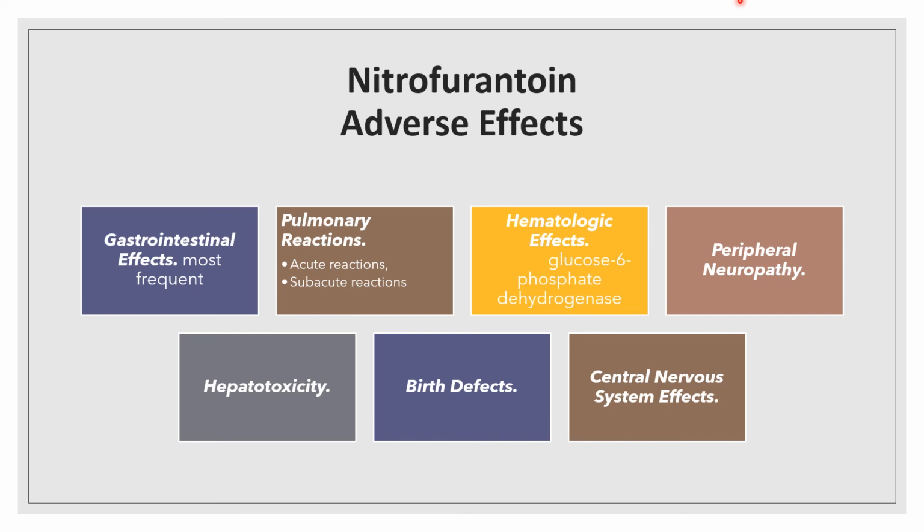Because of the possibility of hemolytic anemia, the drug is contraindicated in pregnant patients at term, 38 to 42 weeks gestation. And also, it has central nervous system effects. Nitrofurantoin can cause multiple CNS effects such as headache, vertigo, drowsiness, and nystagmus. All of these adverse effects are reversible once we stop taking nitrofurantoin.